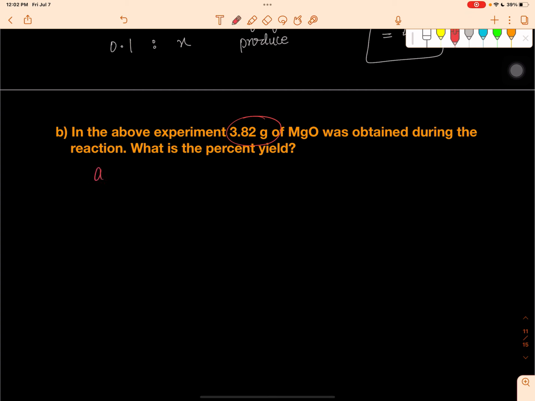actual yield should be less than theoretical yield.